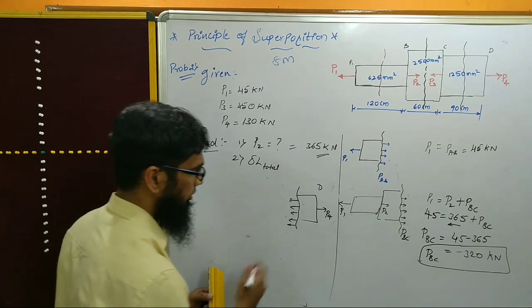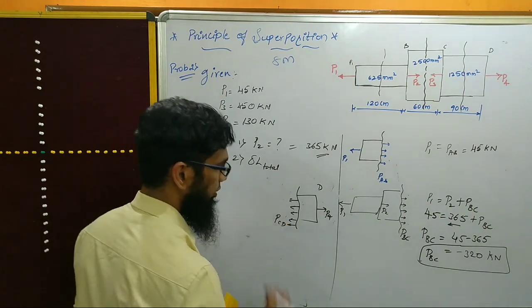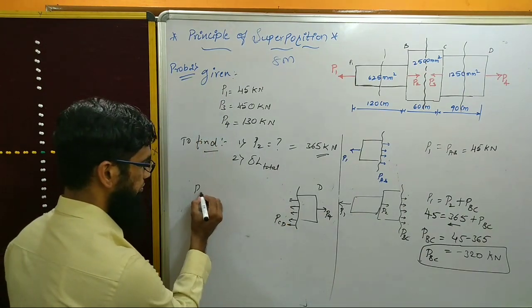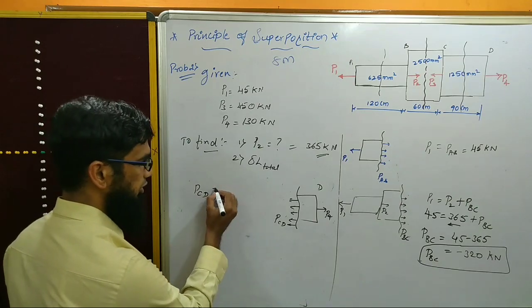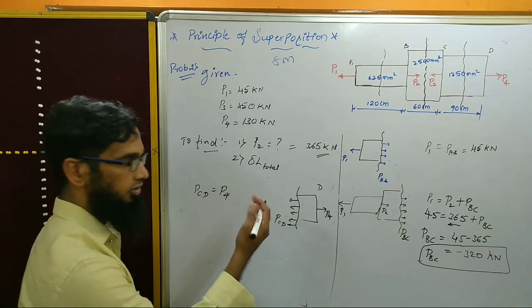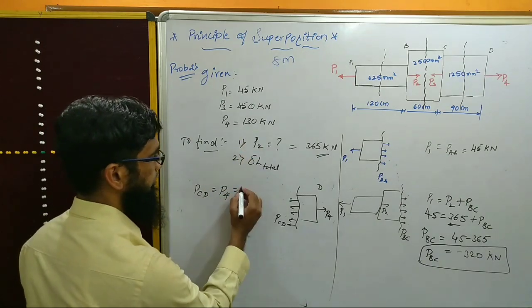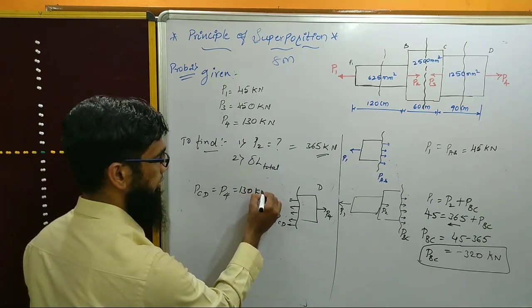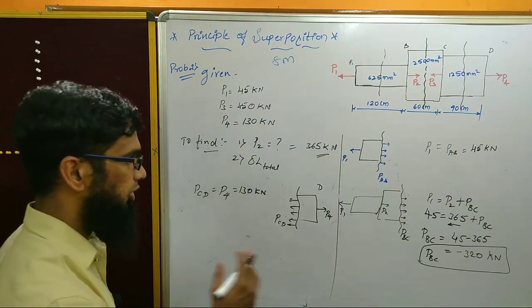Now this is your PCD. So PCD, acting towards the left-hand side, is equal to P4, the right-hand side force, which is given by 130. Directly we are getting the value here. So you just make a note of this.